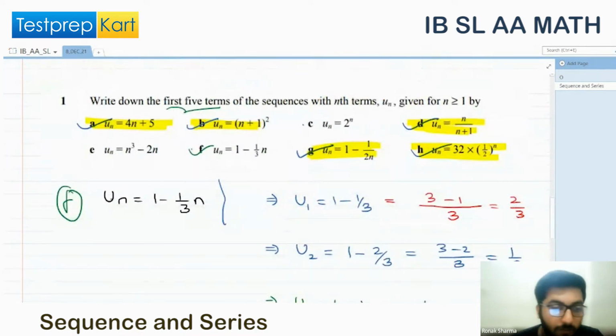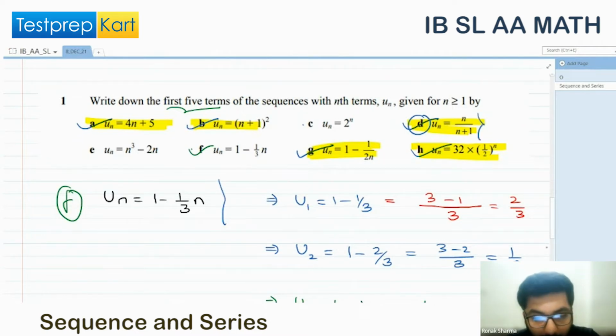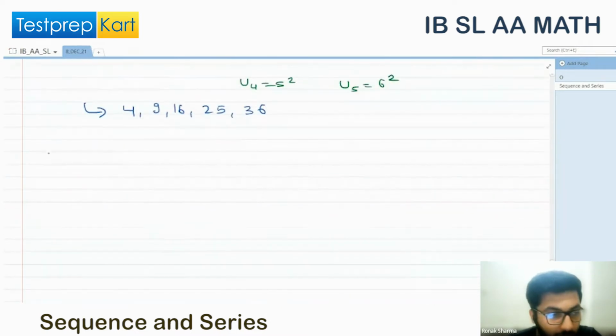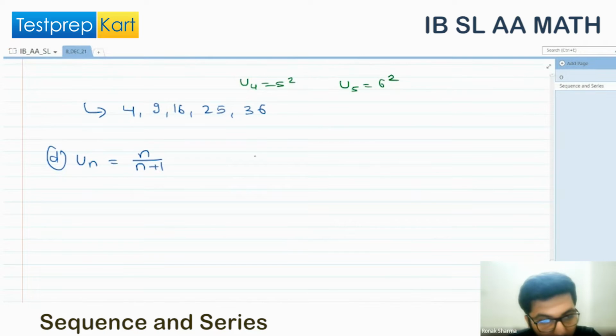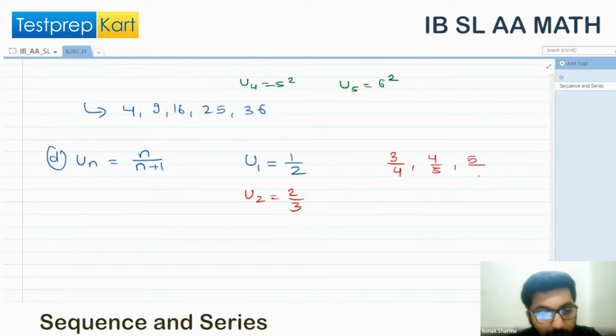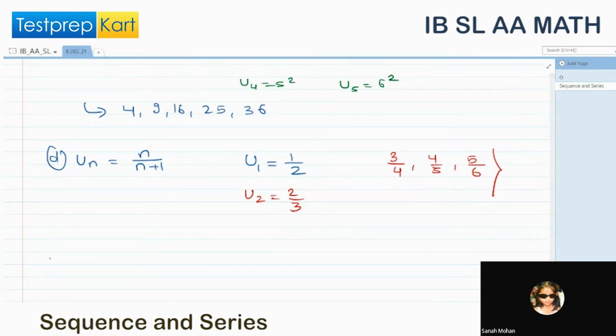What about D part? Go for it. N by n plus 1. So U1 will be what? I think 1 by 2. Right? U2 will be 2 by 3. Then we'll have 3 by 4, 4 by 5, and I guess 5 by 6. Right? Yes.